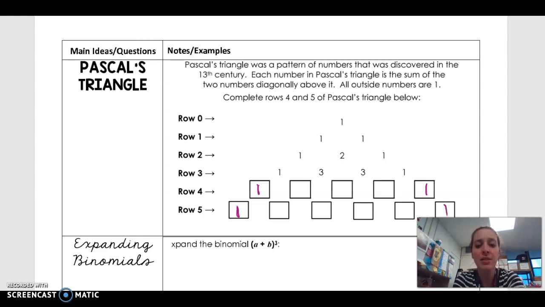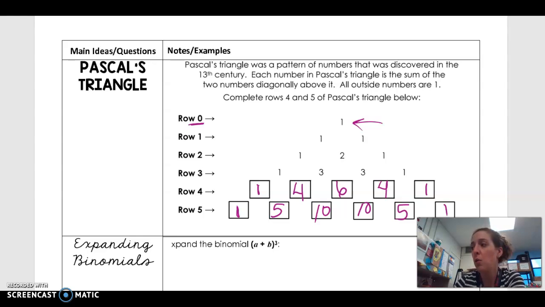Well, then to get to this middle box, I see I've got 1 plus 3 is 4, 3 plus 3 is 6, 3 plus 1, again, is my 4. So now I can do my row number 5 here. So 1 plus 4 is 5, 4 plus 6 is 10, 6 plus 4 is 10, and then I've got another 5 here. So you'll see, and this is actually very important, that we start at row 0. And this is because we're looking at some exponential stuff, so we can start with an exponent of 0, which would give us a value of 1. Just remember when we're using this that we start at row 0.